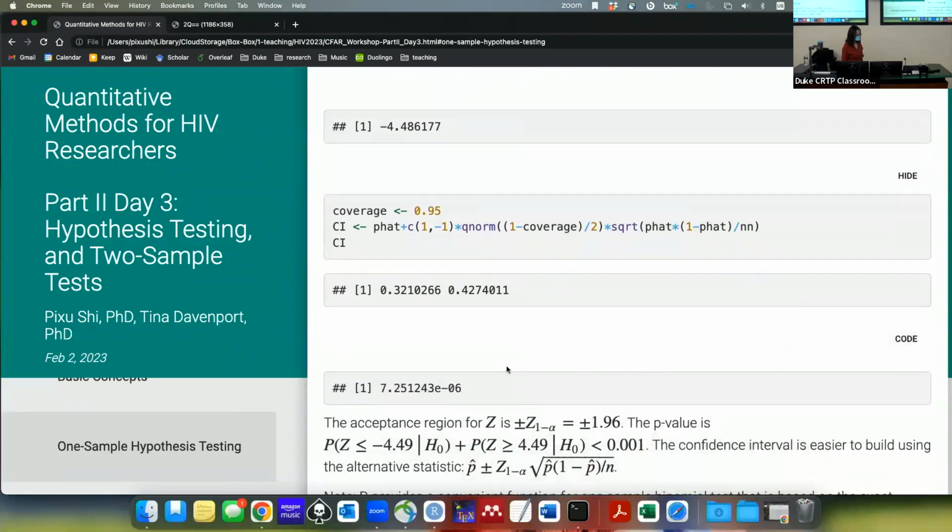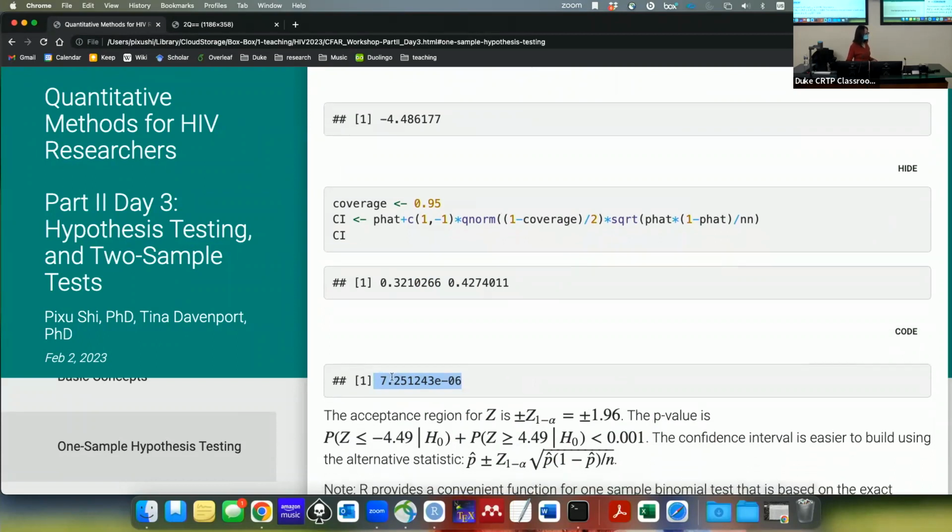And here we have the p-value, but the p-value is very small. So whether using 0.01 or 0.05 for alpha, you will reject the null hypothesis. It means that the evidence for the alternative is so strong, you will reject the null hypothesis and go for the alternative.